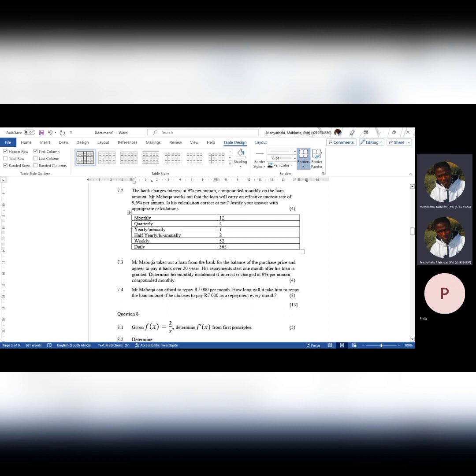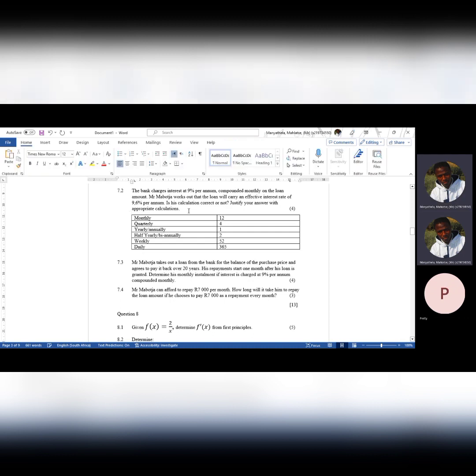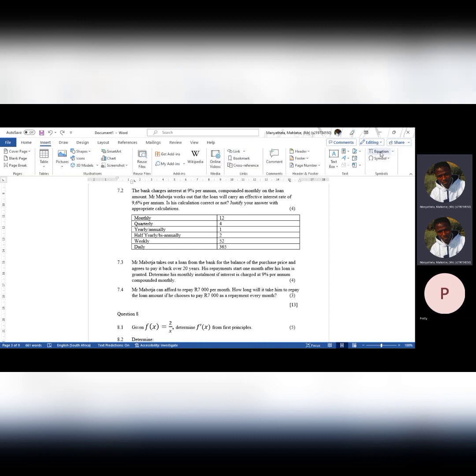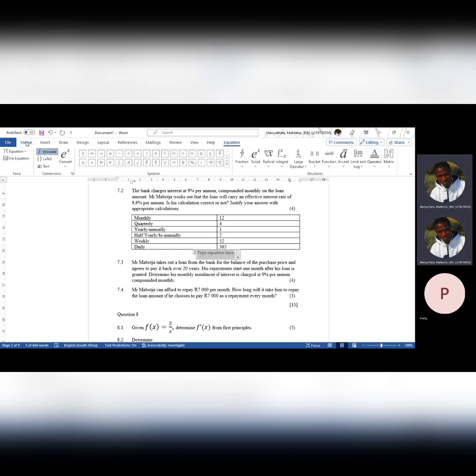On the loan amount, Mr. Mabuja works out that the loan will carry an effective interest rate of 9.6% per annum. Is his calculation correct or not? Justify your answer with appropriate calculations. Okay, so let's start with this question. We are going to calculate the effective interest rate. So let me just insert a formula for this.